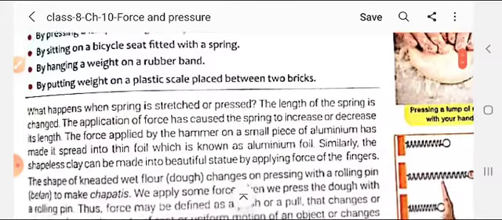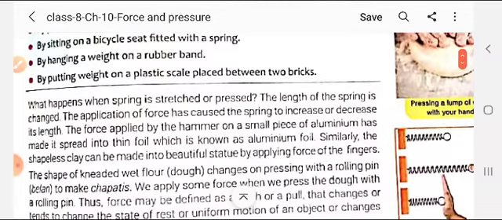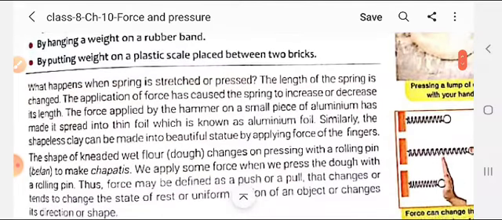So student, what happens when a spring is stretched? When you hold the spring and try to pull it from both sides, both its ends, the spring will stretch, which shows the change in shape and size. The length of the spring is changed. Thus, the application of force has caused the spring to increase or decrease its length.